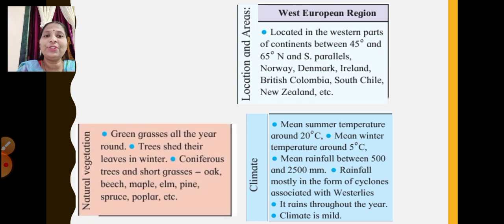Then the vegetation you find over here: green grasses all the year round because the rainfall is there throughout the year. Trees shed their leaves in winter. Coniferous trees and short grasses, oak, beech, maple, elm, pine, spruce, poplar, etc. These are the trees which you can find in the West European regions.